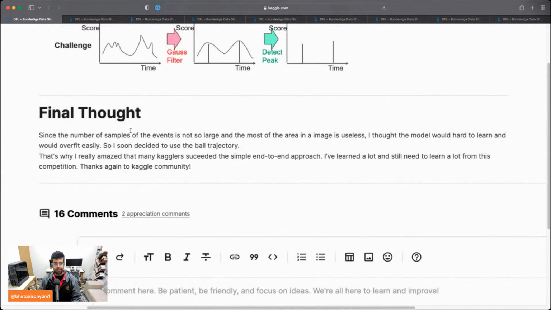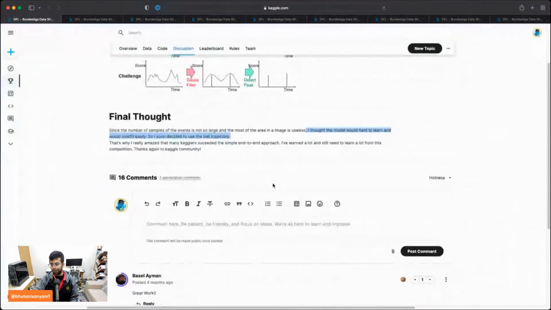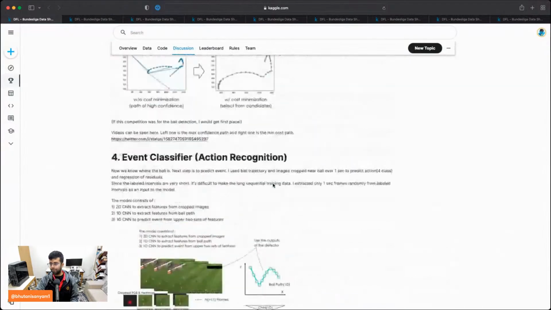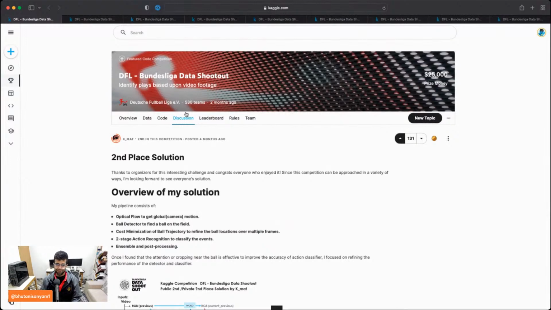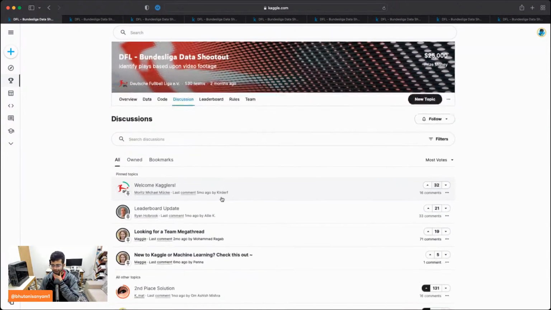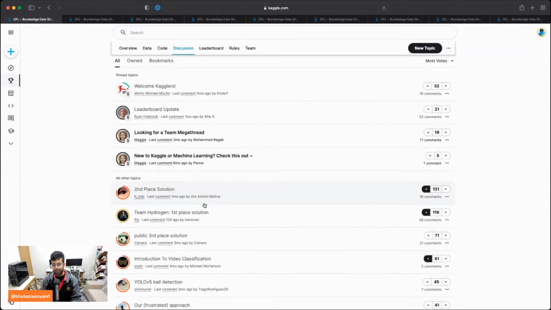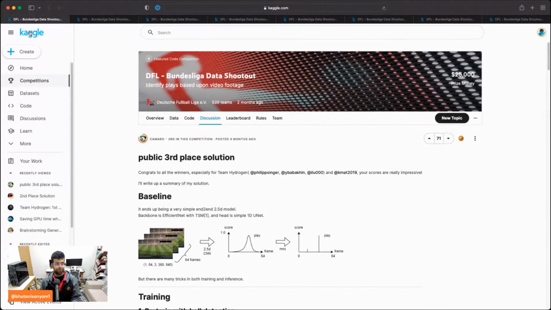He says, since the number of samples is not so large and most of the area of the image is useless, he thought the model would be hard to learn. So that's why he decided on the ball trajectory. Really insane solution and crazy level of detail that's gone into this. That's the least I can say. And I think this was the most upvoted discussion in this competition for good reason, right? So if you read through this, or if you're watching live or watching later, just remember to upvote these solutions.